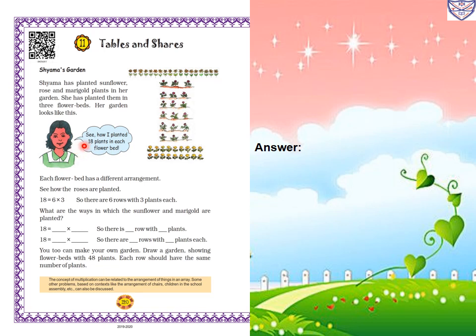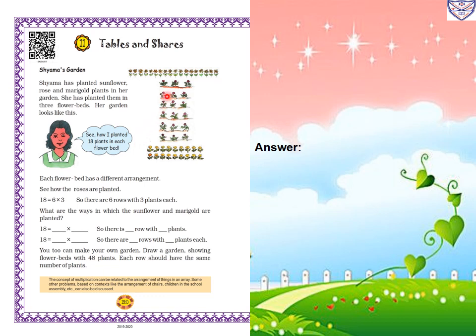Okay, see, she planted 18 plants in each flower bed. So in each flower bed there are 18 plants. Each flower bed has a different arrangement. See how the roses are planted. So that is 18 in total. How many rose plants are there? That is 18.